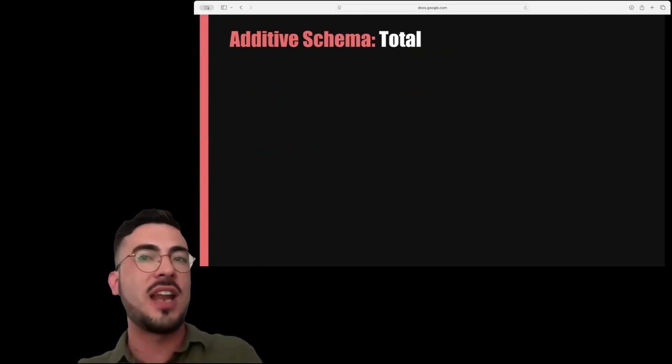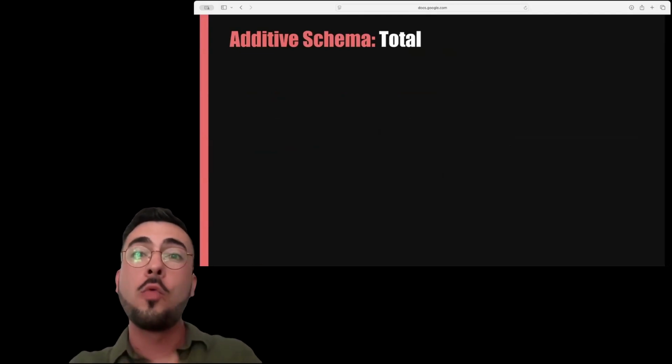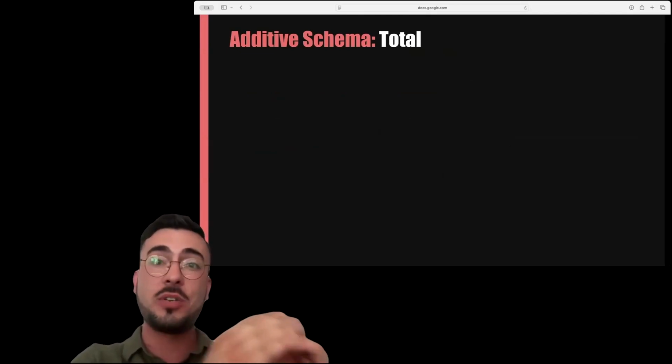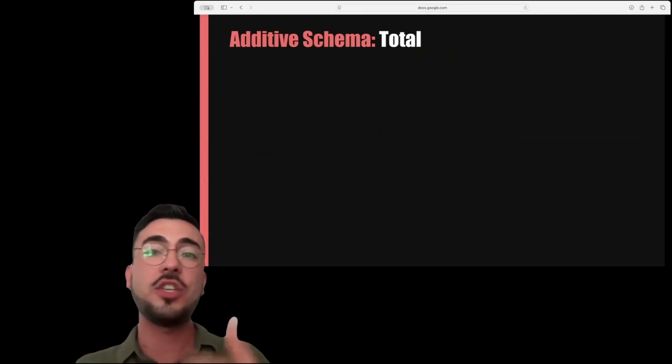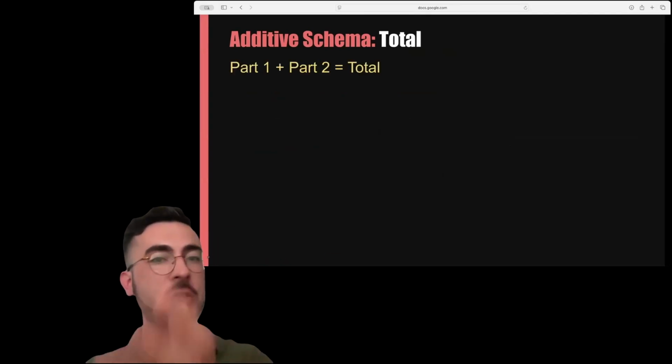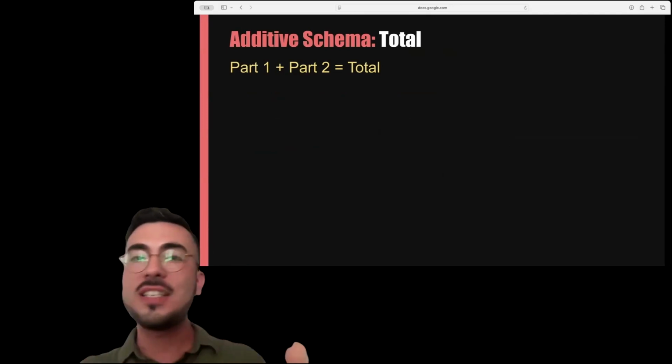The first schema that I teach my students in 5th grade, where I was able to get them from 17% proficiency to something much higher, is the total schema. It's additive, so you're going to add or subtract. Part 1 plus part 2 equals a total. You're going to teach this to students.